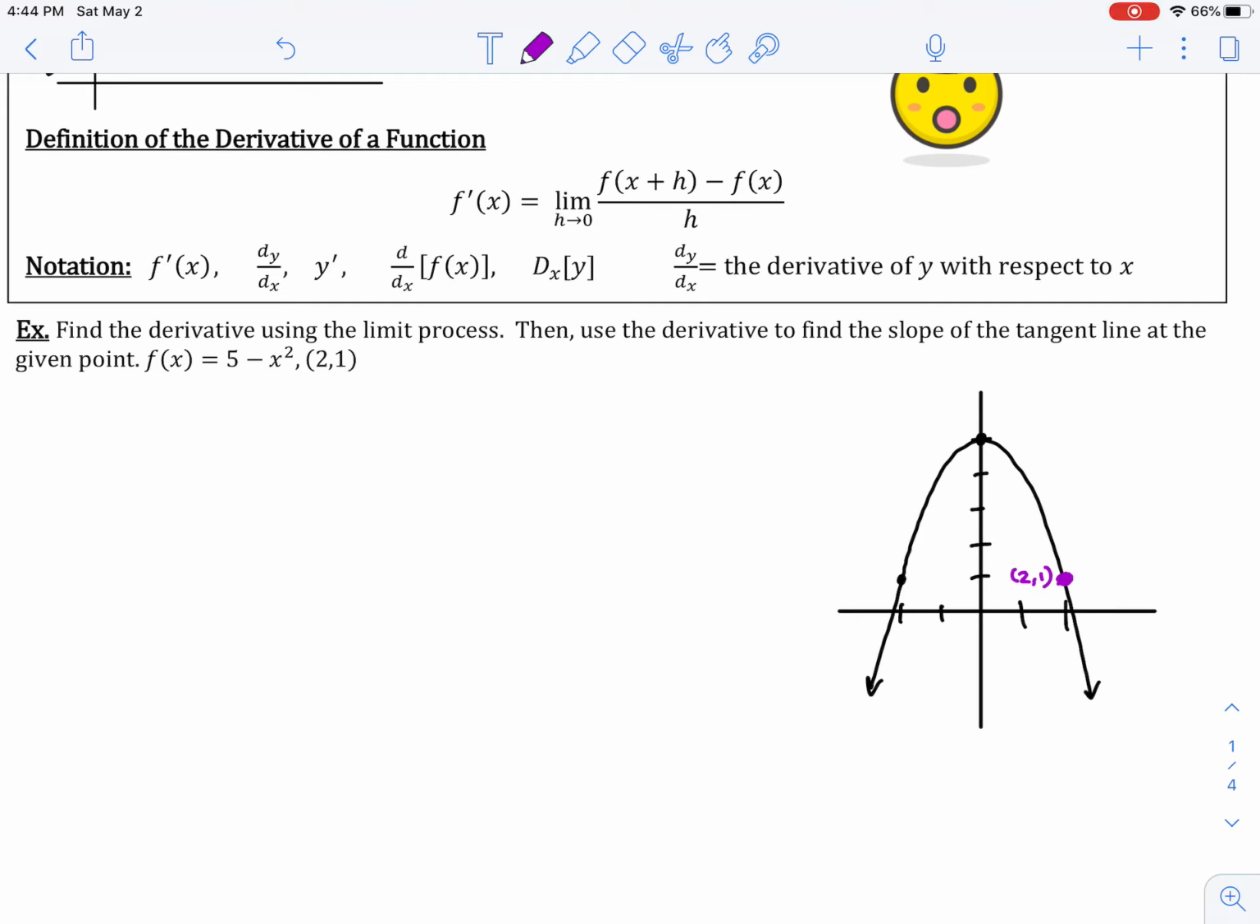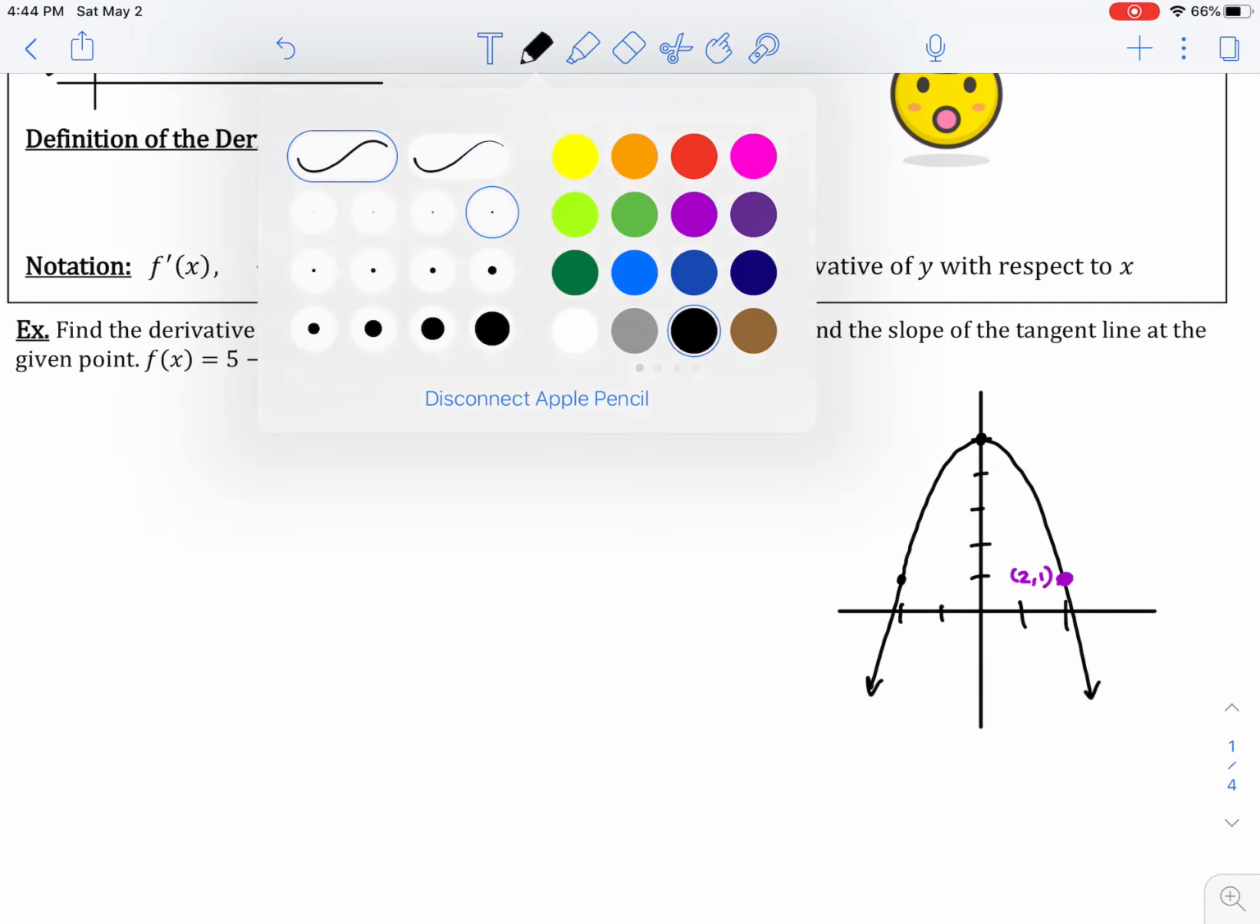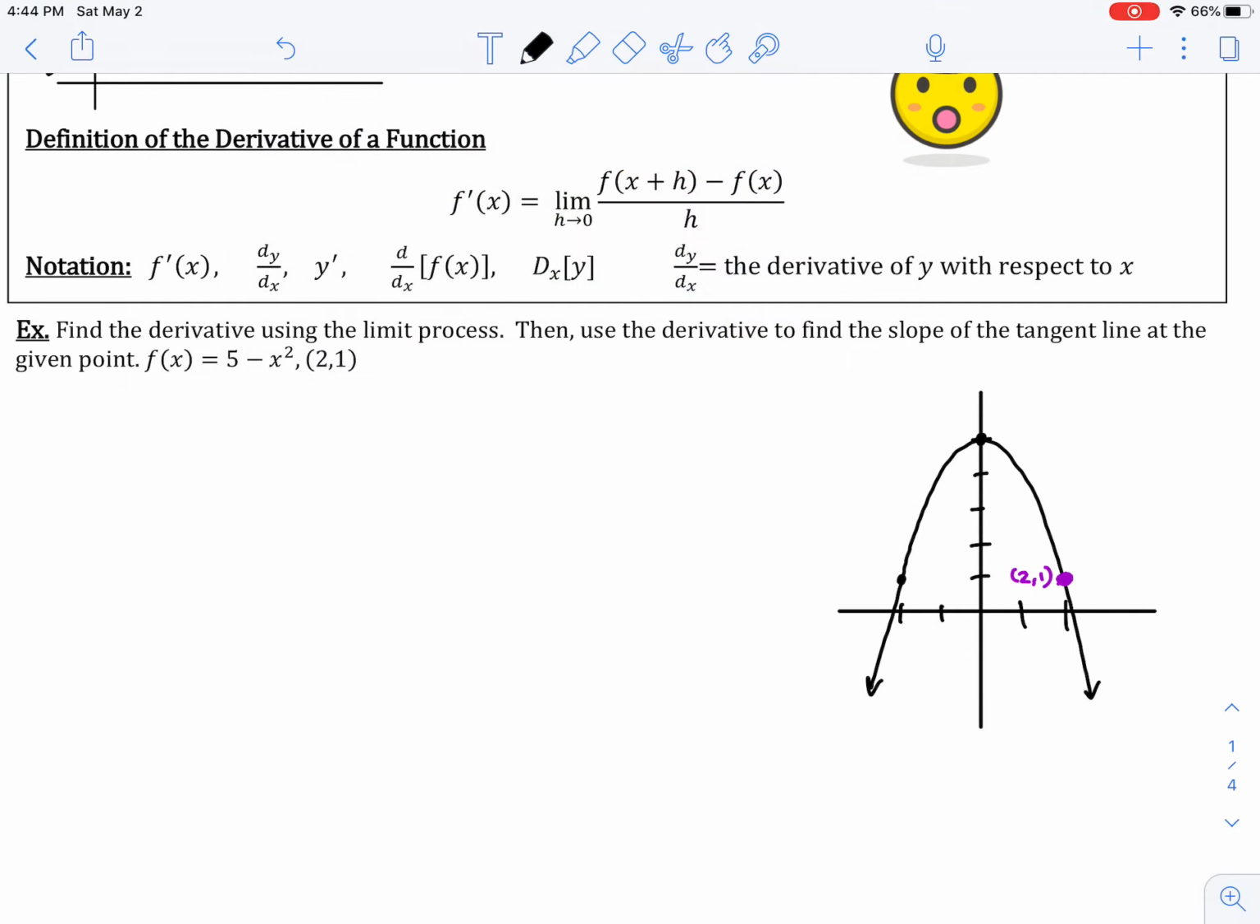And we're going to try to find first the derivative, and then we're going to find the slope of the tangent line at that given point. Okay? So we're going to say the following. Let's just go with this notation here. We call this f prime of x. Our derivative is the limit of our difference quotient as h approaches 0, which is going to look like this.